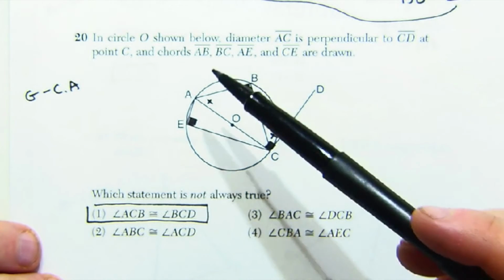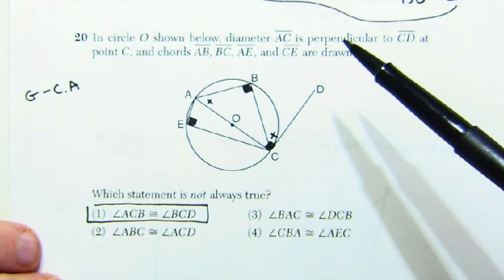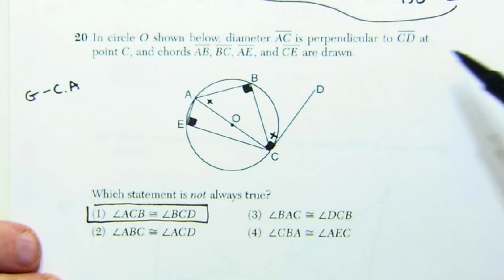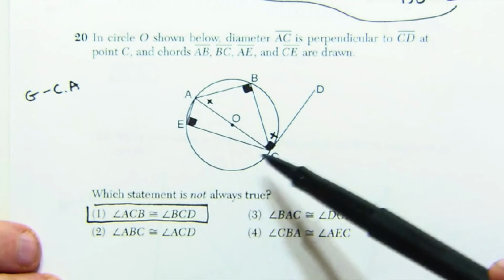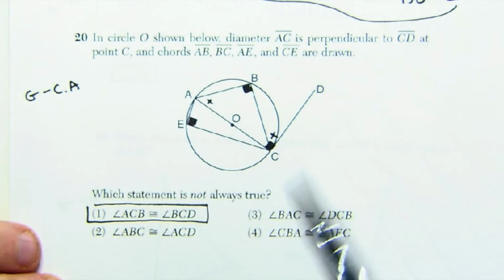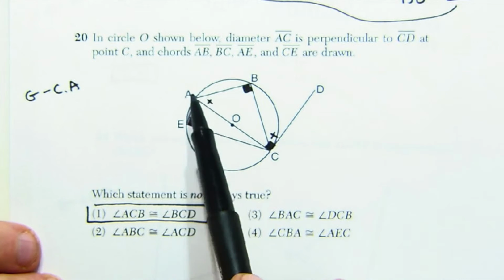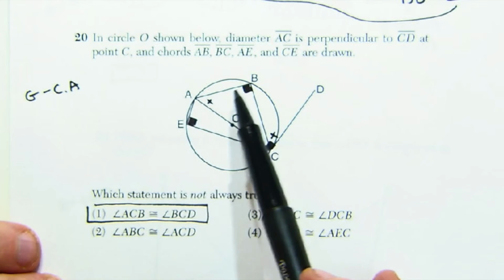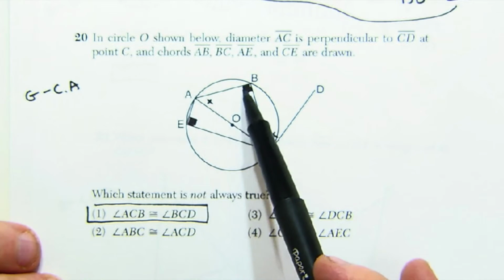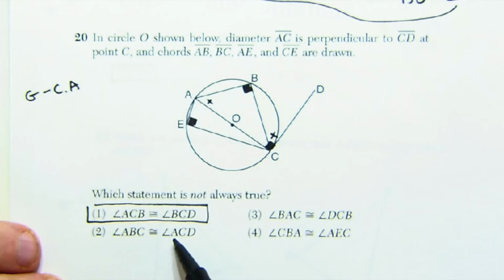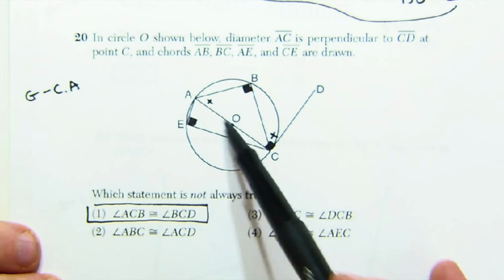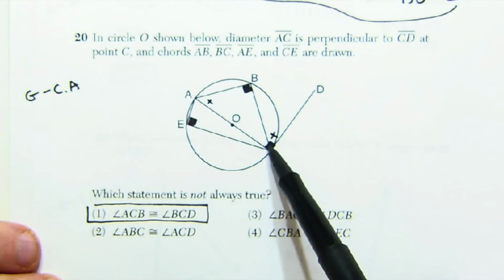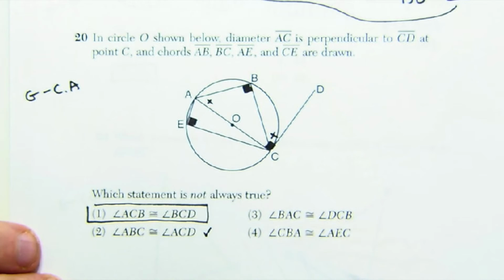Question 20 is a great question about circle properties and relationships. It tells us what's perpendicular, that there's a tangent line here. It talks about chords and a diameter. So I want to go through each of these because they're great relationships. This says ABC, that's 90 because it's inscribed on a diameter. And ACD, that relationship of a diameter and a tangent line, has to be 90. This will be true every time.